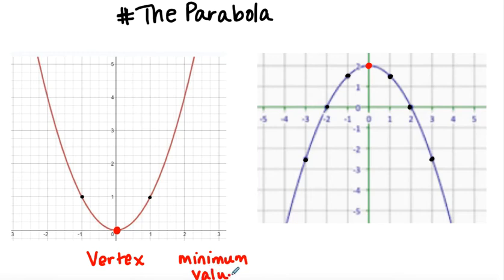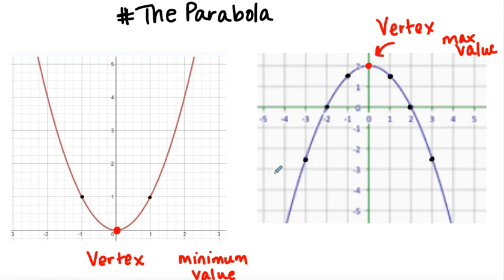Okay, it has a minimum value. Why? Well, because if I think about the graph, it doesn't go any lower than that. So that's the lowest point it could be. Whereas this vertex over here, still a vertex, has what we would call a maximum value. Why? Because that's going to be the highest point that we could see on this graph.